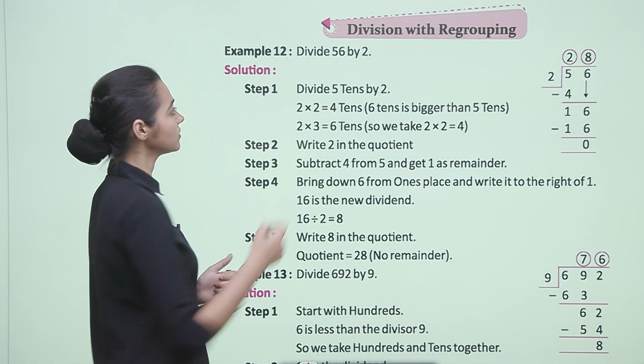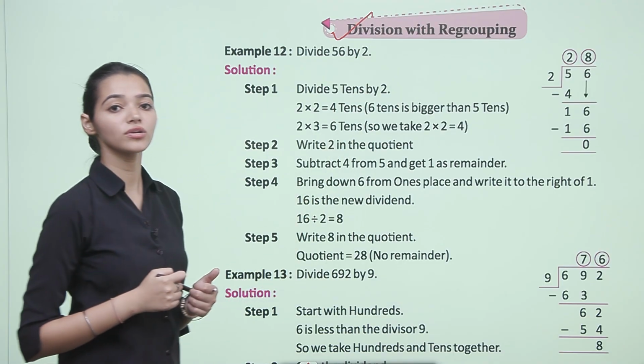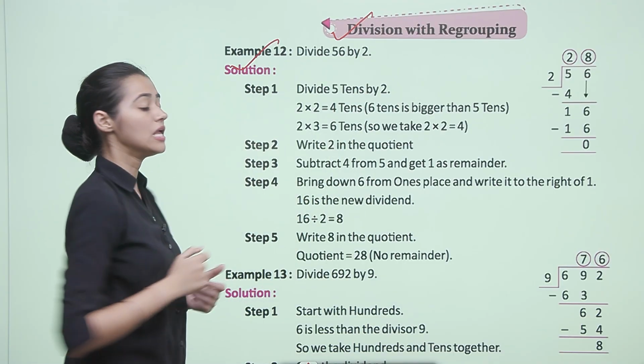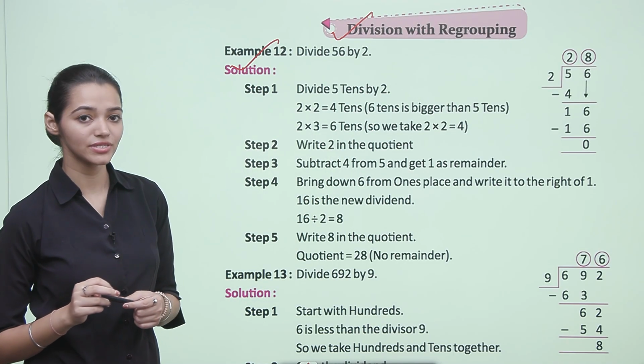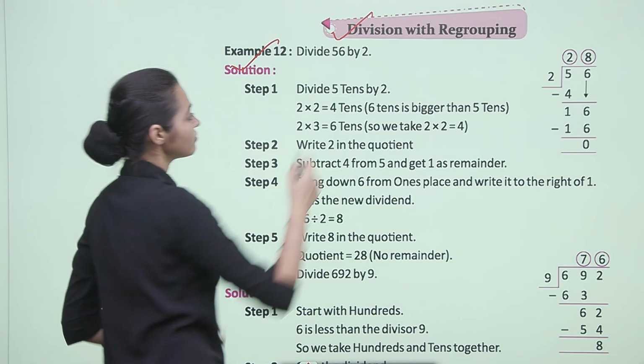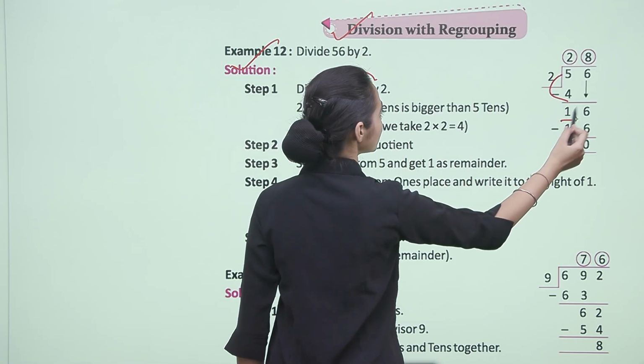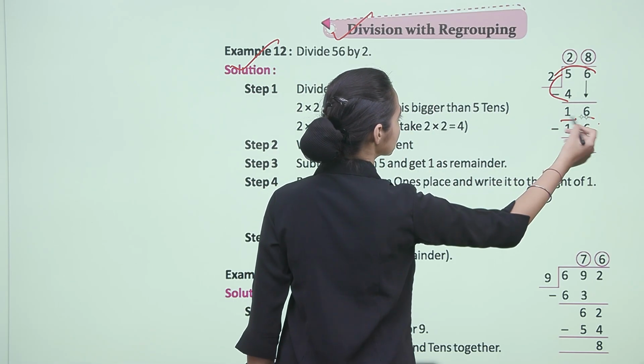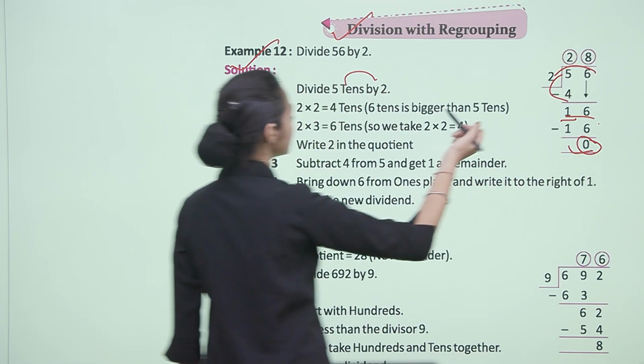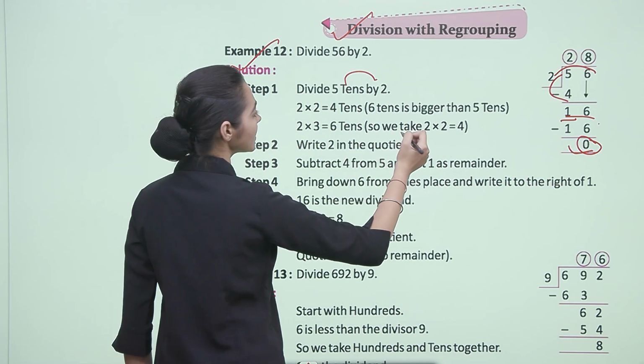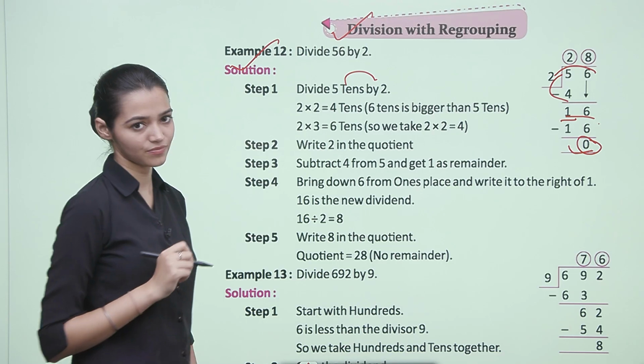Now let's start with division with regrouping. In example number 12 we have to divide 56 by 2. So when we divide 5 tens by 2, that is 2 4s are 8, 1, then 2 8s are 16, so the answer is 0 and our quotient we get is 28.